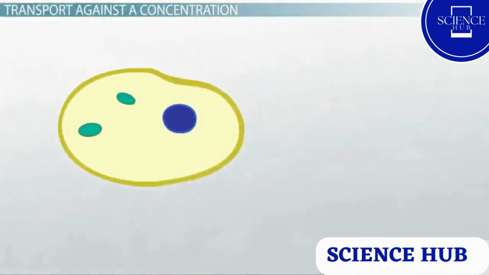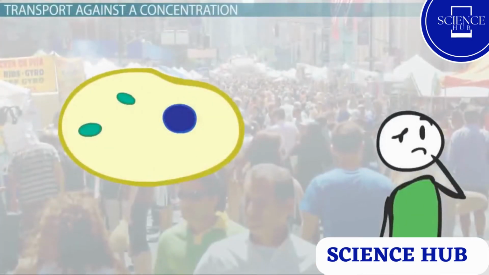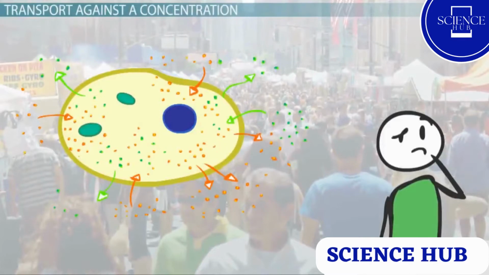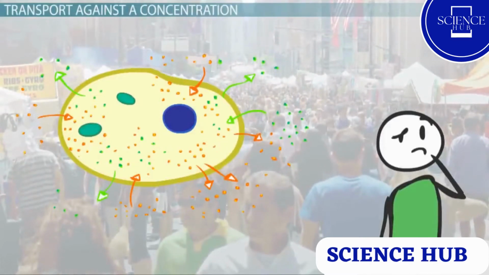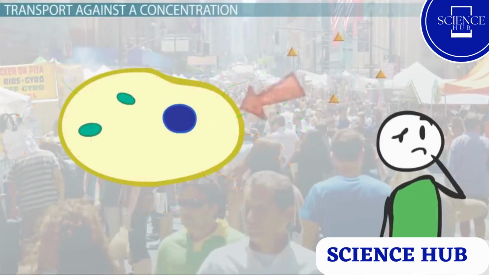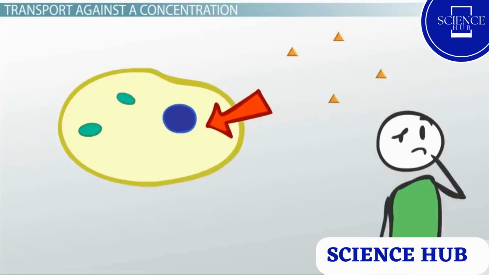Is a cell like the town fair? Well, there sure are a lot of things going on in a cell at the same time, so it might seem busy like a carnival. There's also many times when a cell needs to transport something in that goes against the concentration gradient. So let's think of the fair like a concentration gradient.